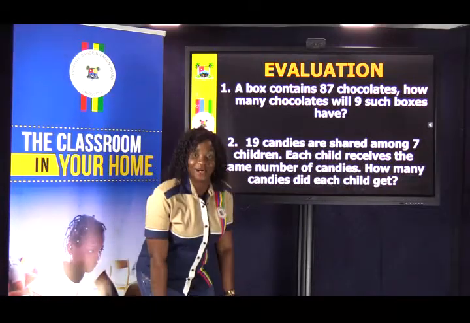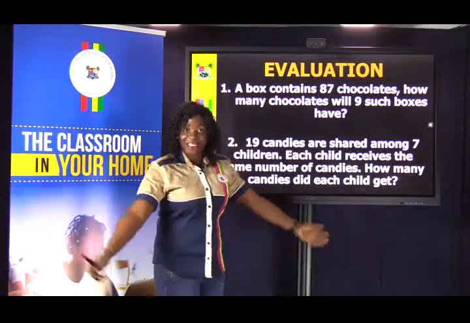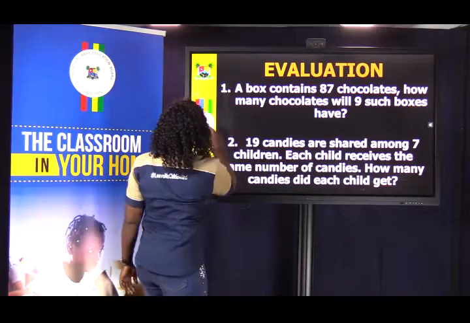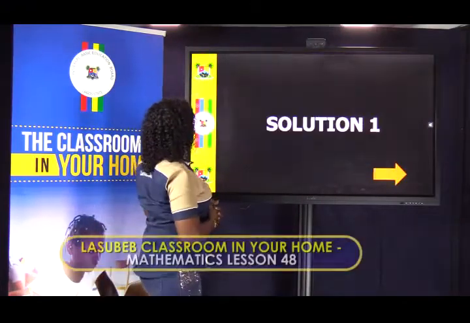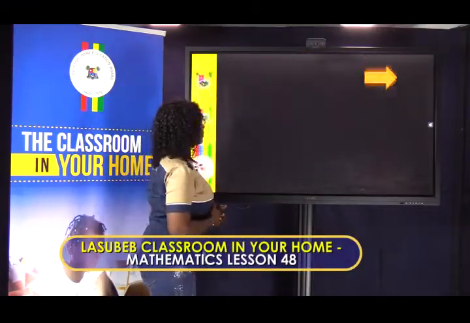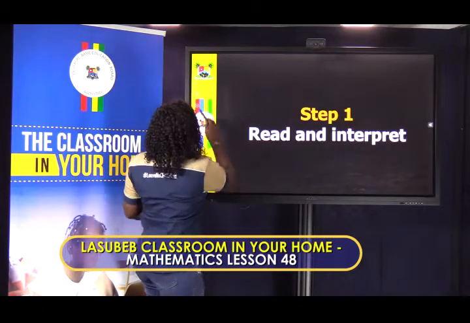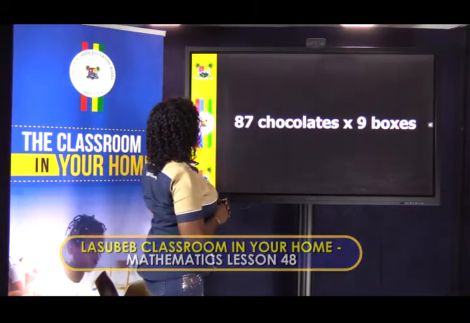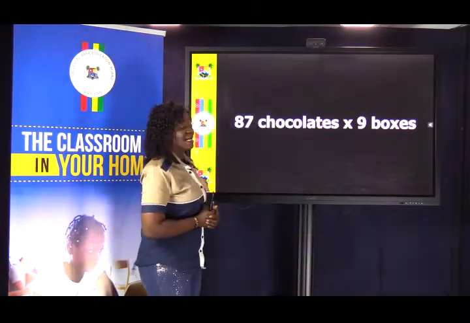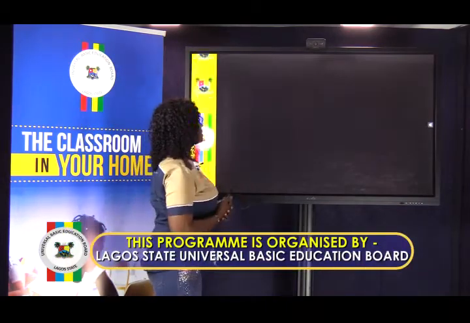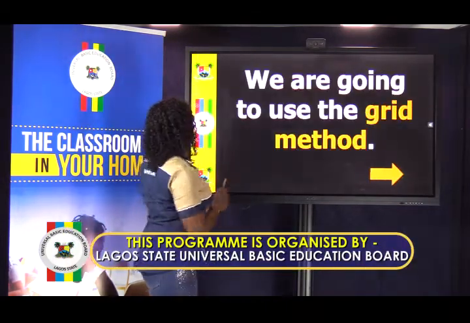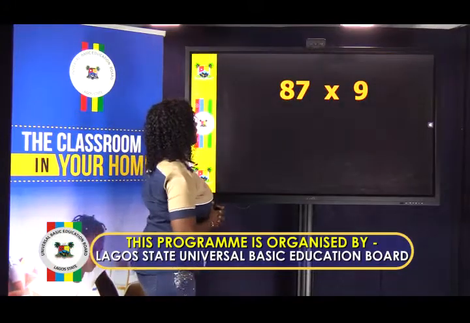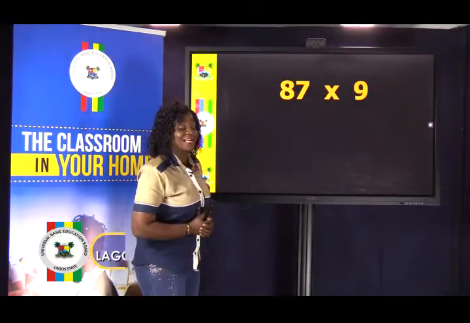Okay, pens down, pens down. It's 1 minute 30 seconds and it's time up. Let's see. Solution we've read. Now let's interpret. 87 chocolates times 9 boxes. To know how many chocolates 9 boxes have, we are going to use the grid method. So we have 87 times 9.